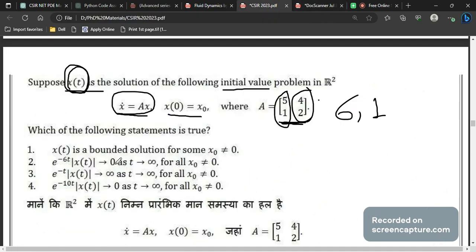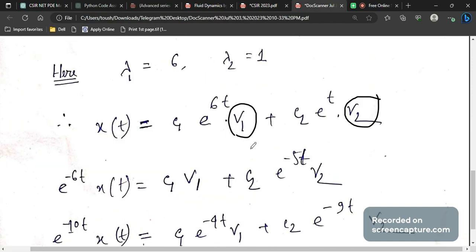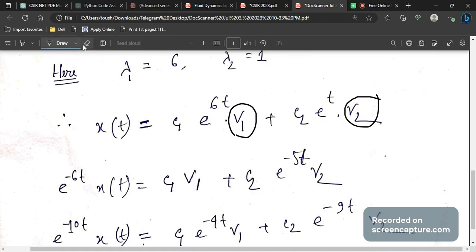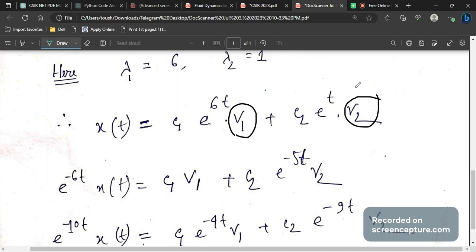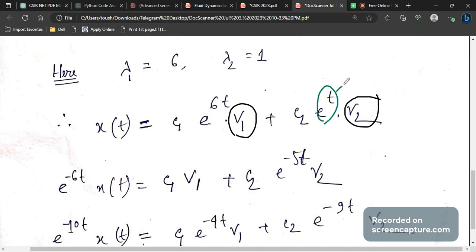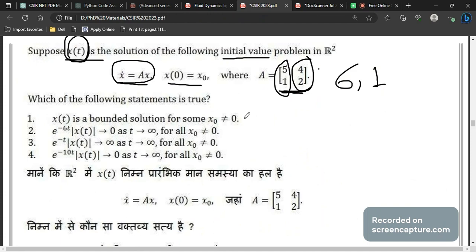Now the question says, is x(t) a bounded solution? So can you tell me from there whether x(t) is bounded or not? As t tends to infinity, e to the power t is tending to infinity, right? As t tends to infinity, e to the power t is tending to infinity. So if e to the power t is tending to infinity, then is x(t) bounded? No. That means this option is wrong.